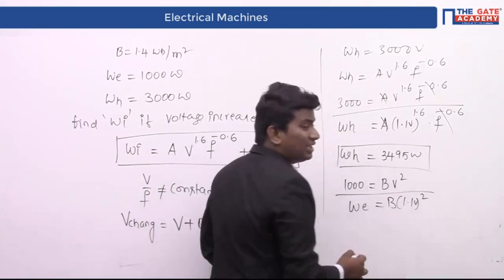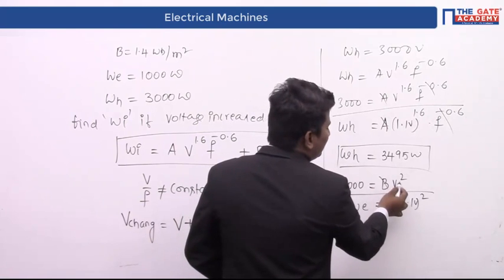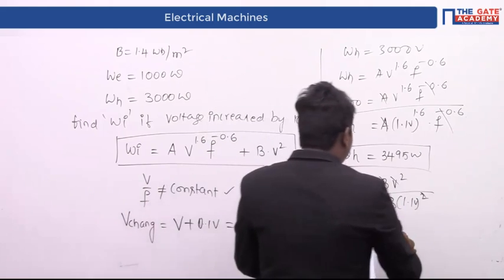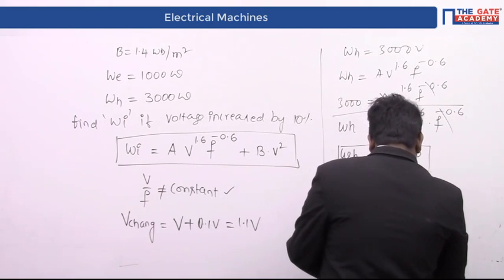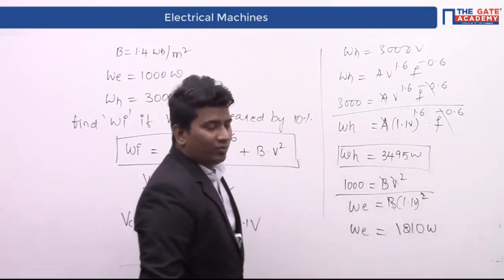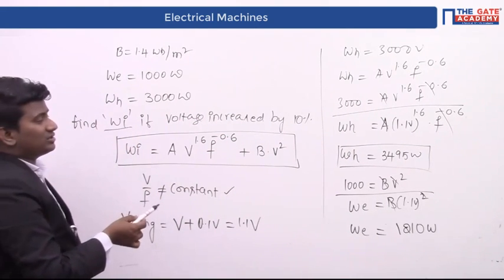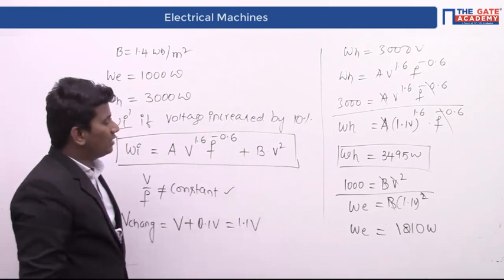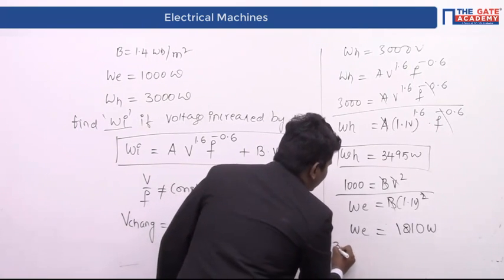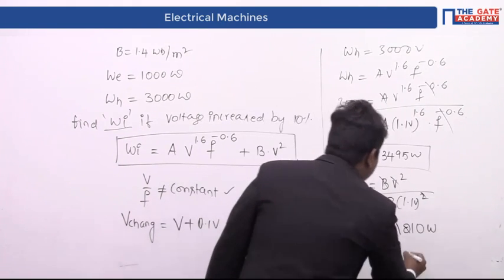If you take the ratio between these two, what we will get finally? Eddy current losses is equal to, B gets cancelled, V square gets cancelled, 1.1 whole square into 1000. It is 1210 watts. Therefore, what are they asking? What is the iron losses if voltage increased by 10%? Therefore, your iron losses is equal to 3495 plus 1210.